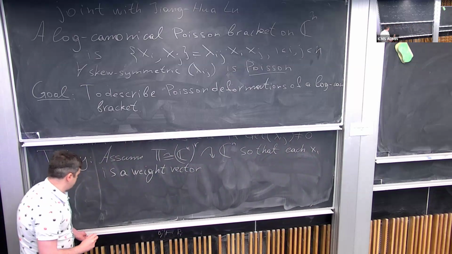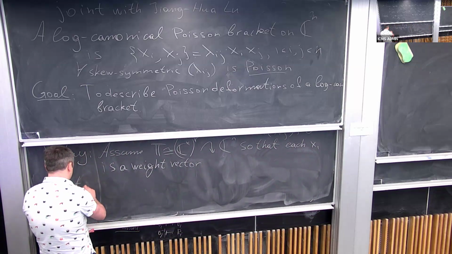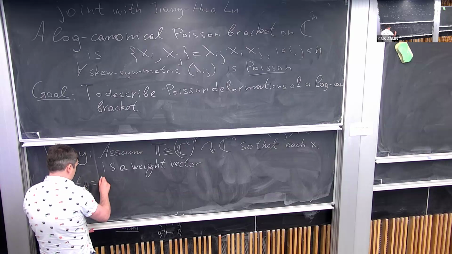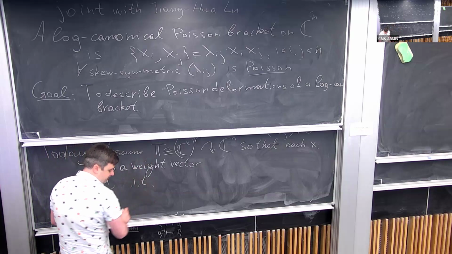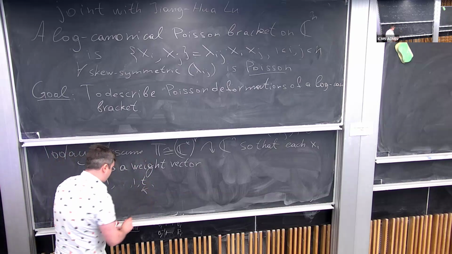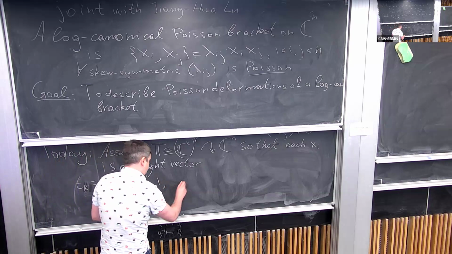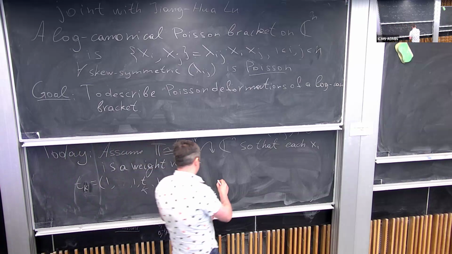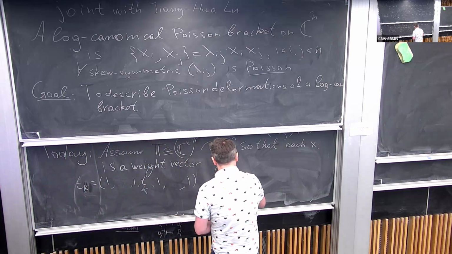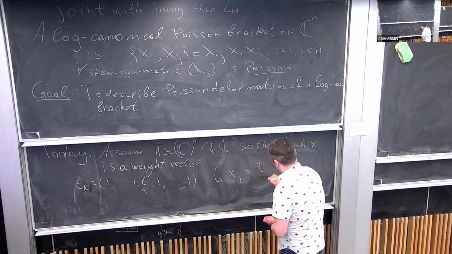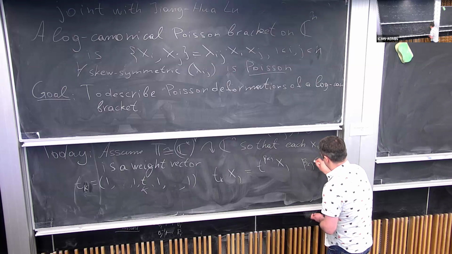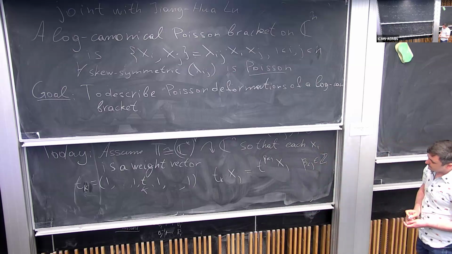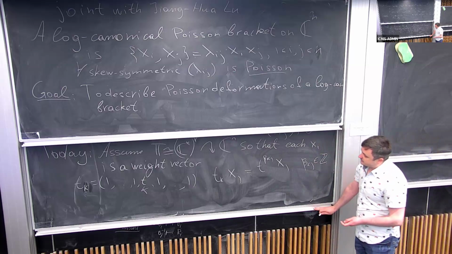What does this mean? If I denote by t_k the element of this torus that has only one non-trivial coordinate at the k spot, then the action of the torus has to be of the form that t_k acts on the coordinate x_j by rescaling to some power beta_kj, where beta_kj is an integer. So every coordinate just gets rescaled by a certain amount.